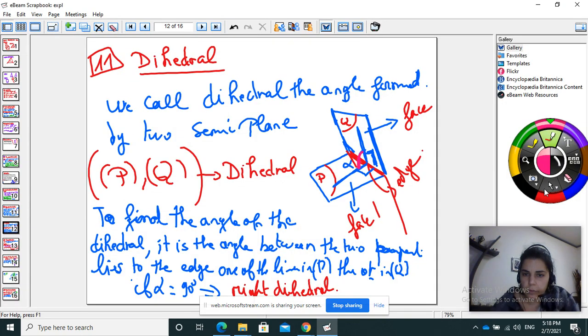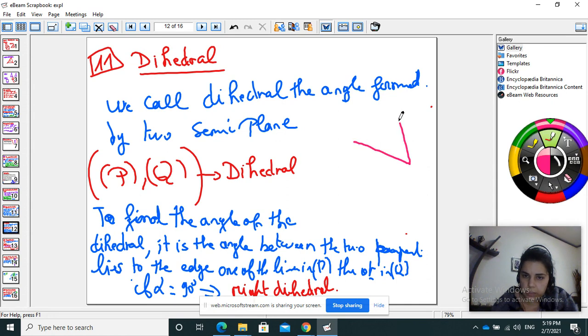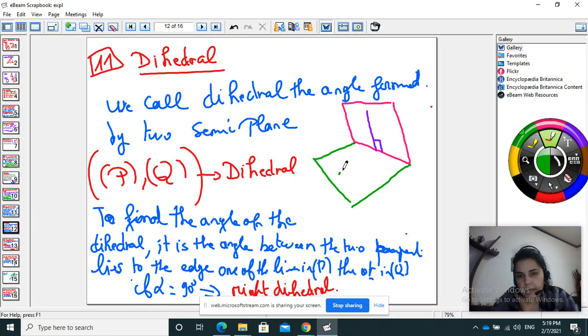In another way, I will try to do it fast. So let's say this is my first semi-plane. Okay, I have a line. I take a line in the plane perpendicular to this line; here there is 90 degrees. This is my other semi-plane, like an open book. The green line here is perpendicular to the pink one. This angle between this and this is the dihedral.